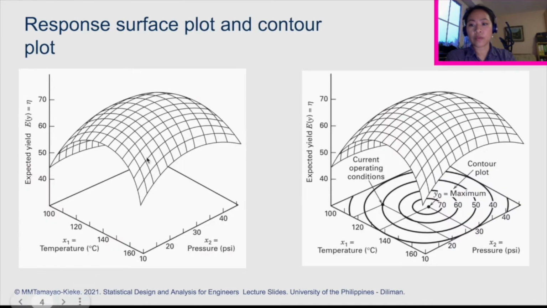Graphically, it would look something like this with a two-variable model. So we basically plot expected yield versus temperature and pressure. This is the response surface, and this is the corresponding contour plot, which basically shows us the different heights along the response surface. Okay, so these are constant expected yields at different x1 and x2 values of temperature and pressure.